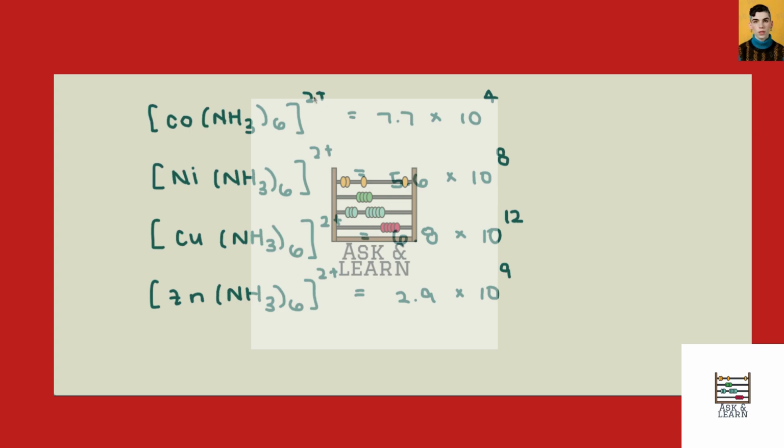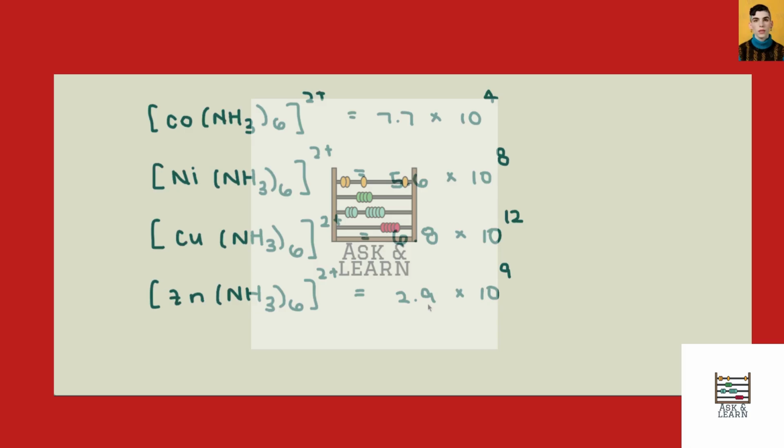Cobalt 2 plus has a formation constant of 7.7 times 10 to the fourth. Then we compare nickel 2 plus. Nickel 2 plus has a formation constant of 5.6 times 10 to the eighth. Then we have to find the formation constant of copper 2 plus, which is 6.8 times 10 to the 12th. And then we look at zinc 2 plus and we find its formation constant is 2.9 times 10 to the ninth.